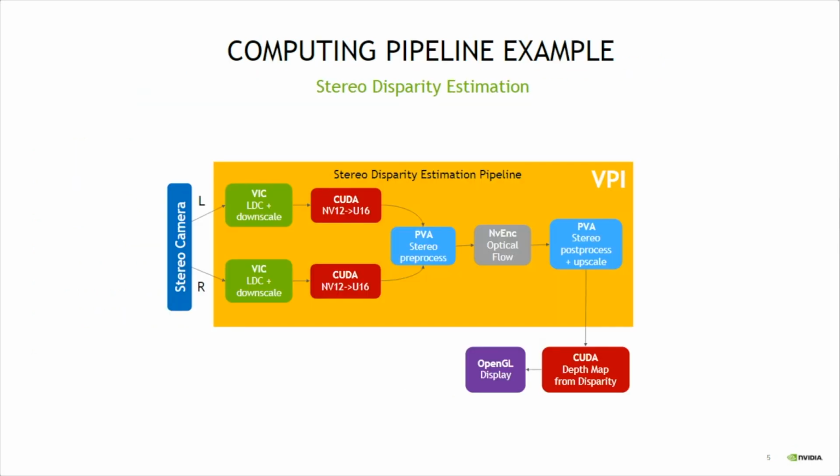As an example, we show here a complete stereo disparity estimation pipeline that efficiently uses several backends, which is how we call the computer accelerators. This pipeline receives the input from a stereo camera, which are the left and right images of a stereo pair. Then the VIC backend works on this input to correct lens distortion and scale the image down, resulting in a rectified stereo pair. Then images get converted from color to grayscale using the GPU, with the result fed into a sequence of operations using PVA and NVENC backends. The output is an estimate of the disparity between the input images, which is related to the scene depth.